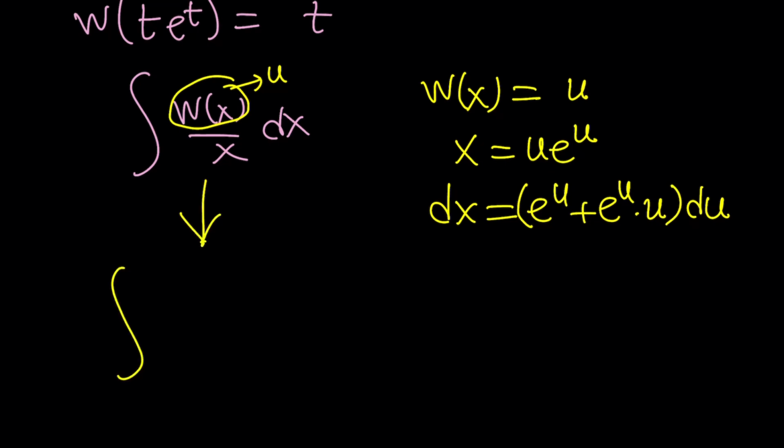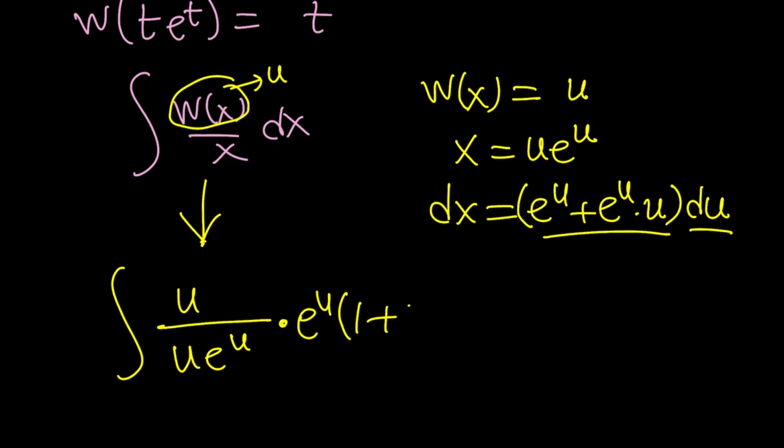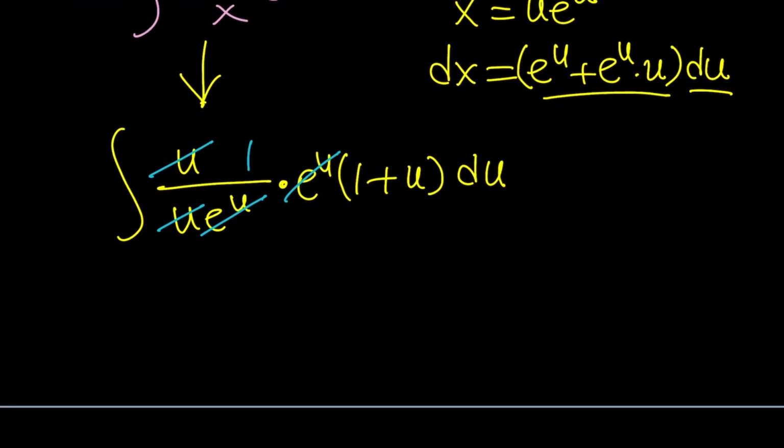We're going to replace w of x with u. We're going to replace x with u e to the u. And then we already have something that cancels out. And dx would be this times du. But let's factor out an e to the u. That's going to give us 1 plus u du. Now, a lot of things are going to cancel out here. Notice that we can get rid of the u, and we can get rid of the e to the u. We're going to have a 1 left here. So multiply by 1 plus u, that is just going to be the integral of 1 plus u du.